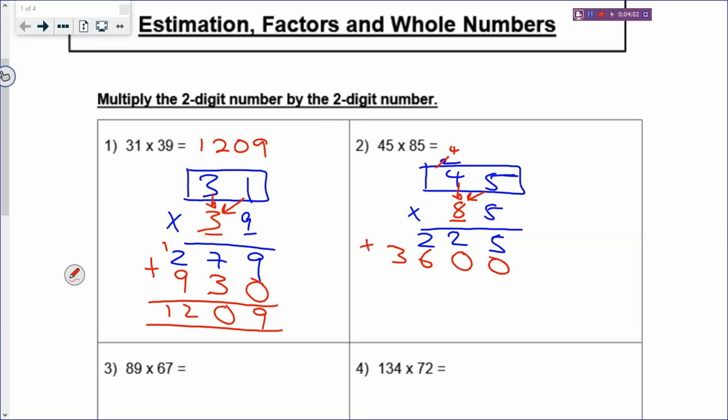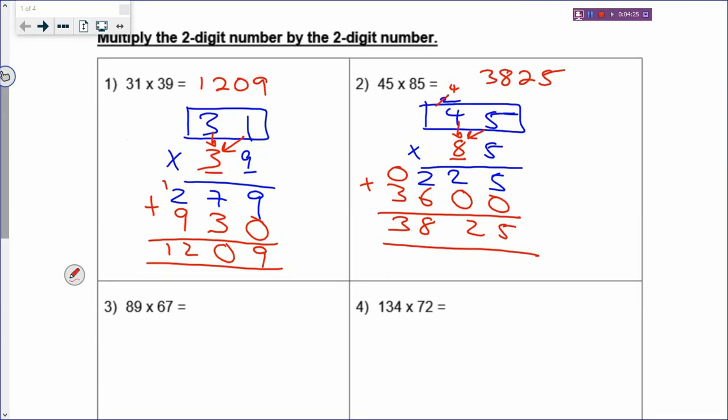And then the last step is to add these two numbers together. And of course, you can see there's another blank space, which is also a 0. Now you add them together, you will have 5, 2, and this is 8, and then this is 3. So what is 45 times 85? That will be 3,825.